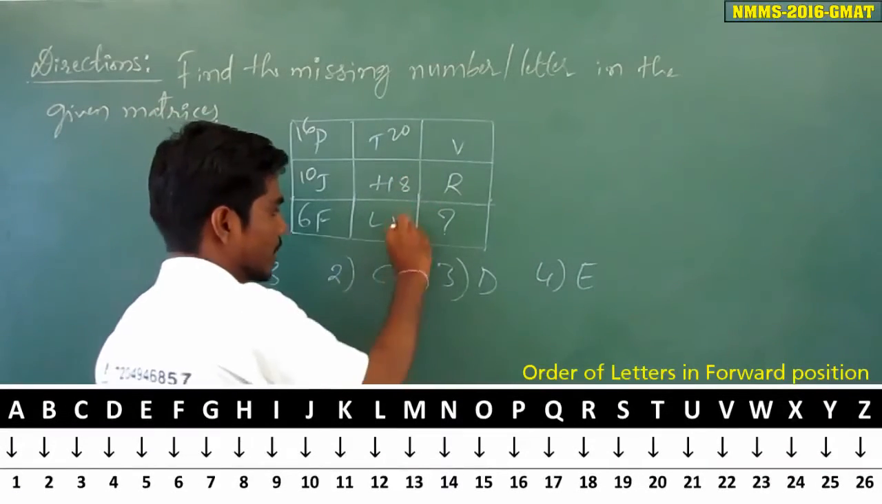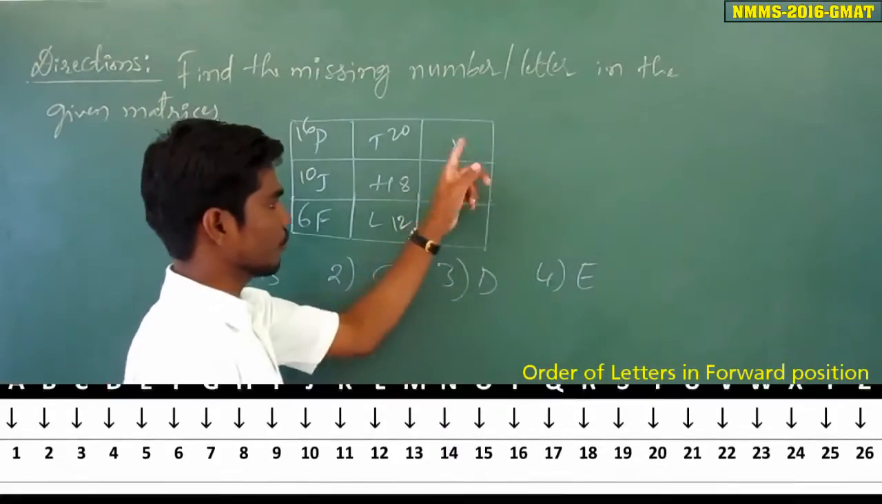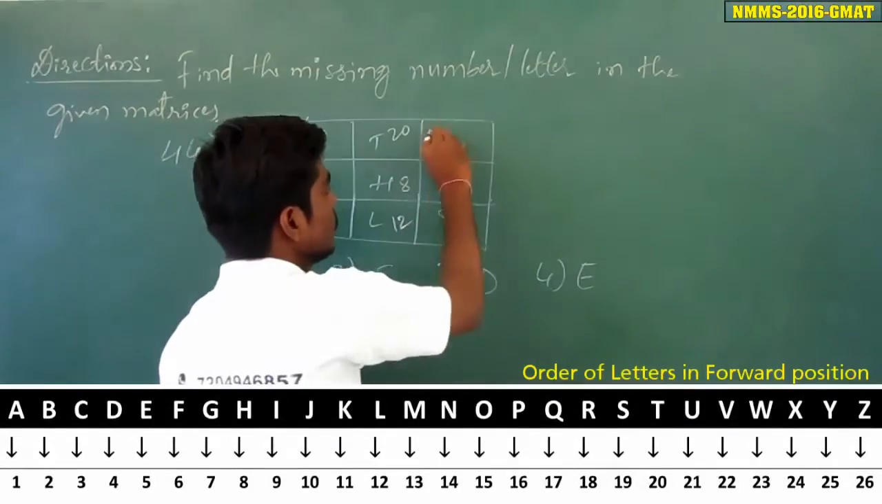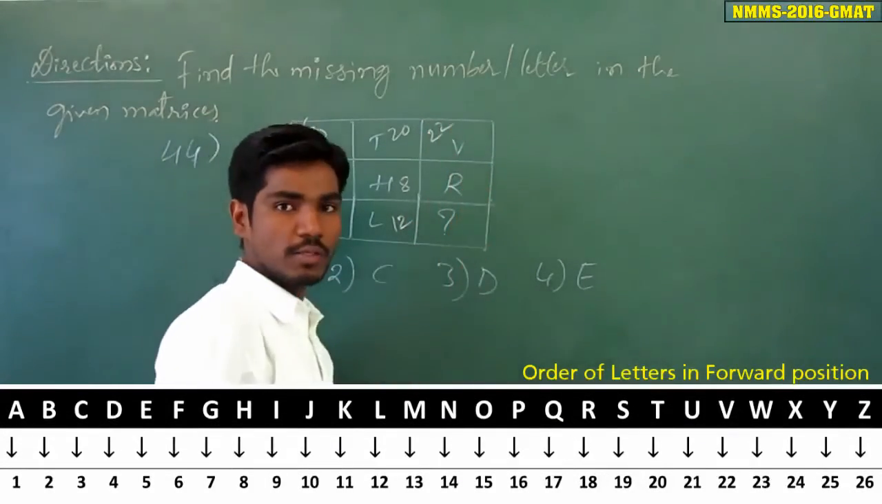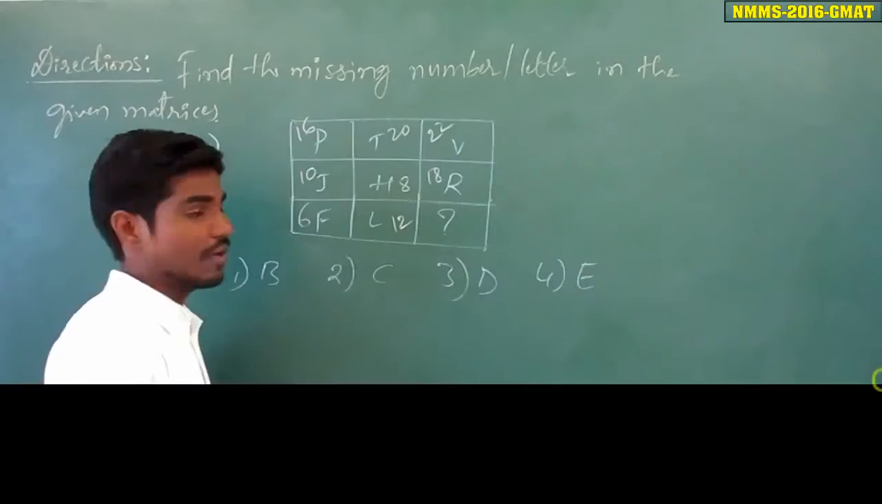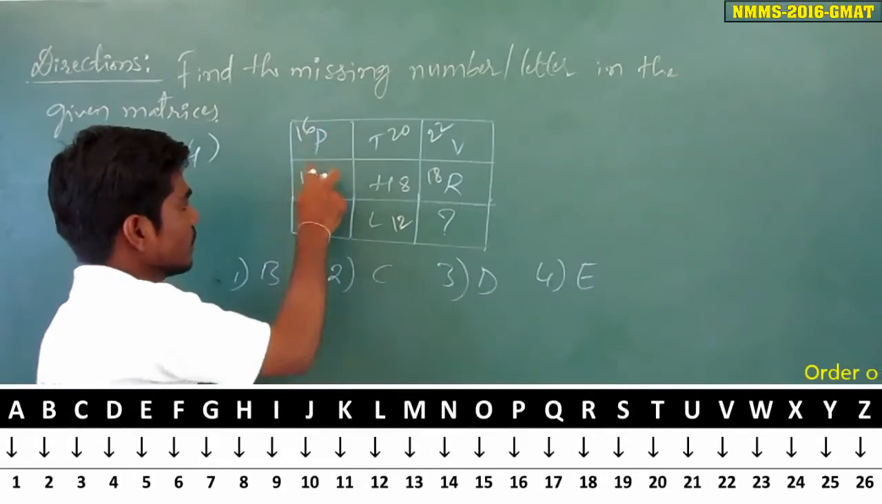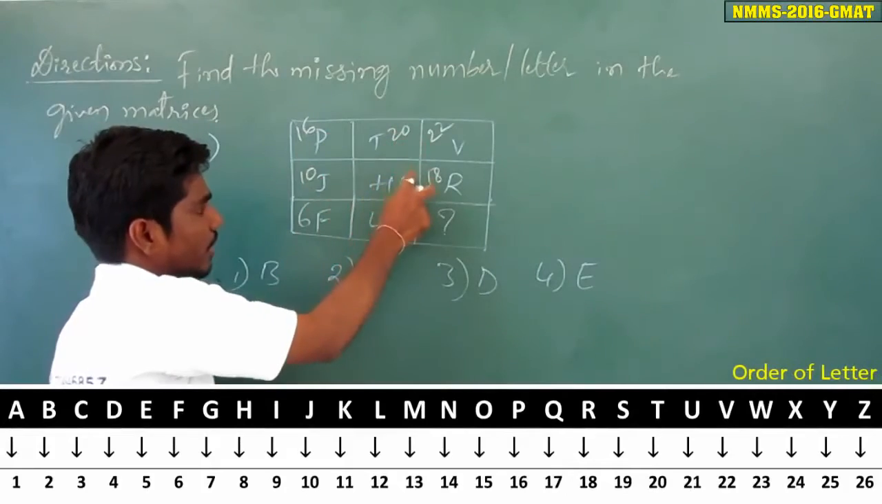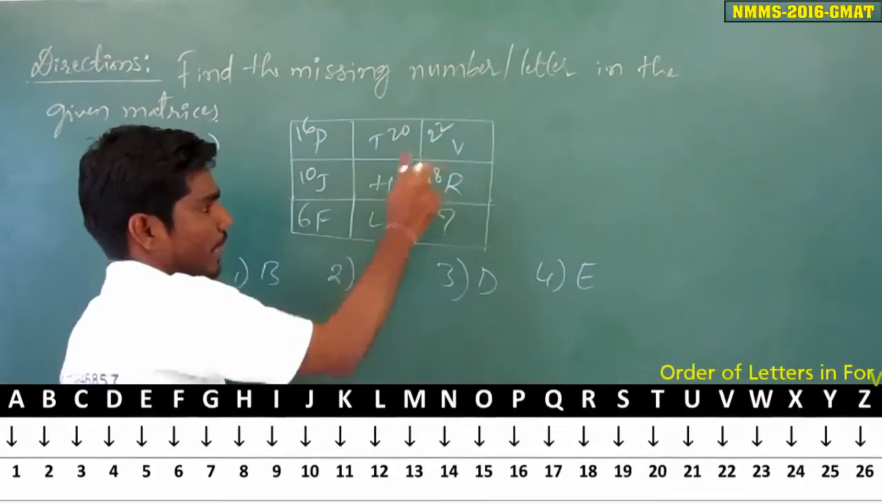Now similarly, what is the position of V? Yes, it is 22. The position of R is what? It is 18. Well friends, now observe here. 16, 10, 6, 20, 8, 12, 22, 18.